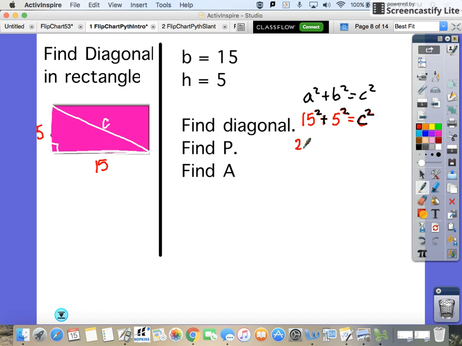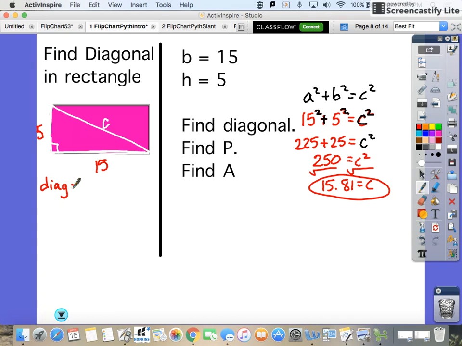15 squared is 225, and 5 squared is 25, equals C squared. 25 and 225 makes 250. And then we square root both sides. So the diagonal is equal to C, which is equal to 15.81.